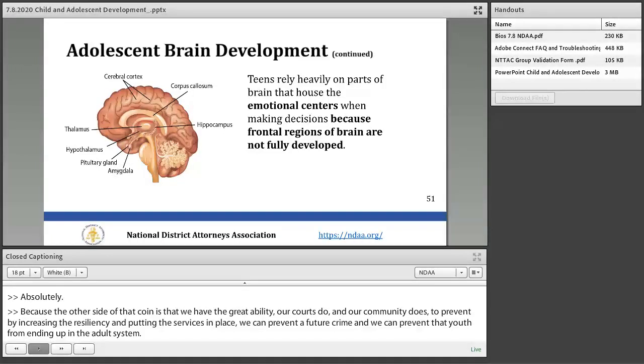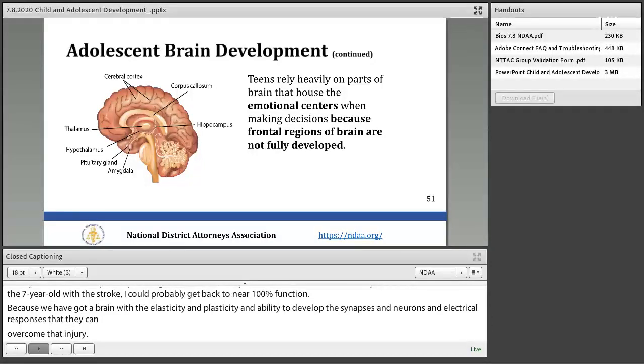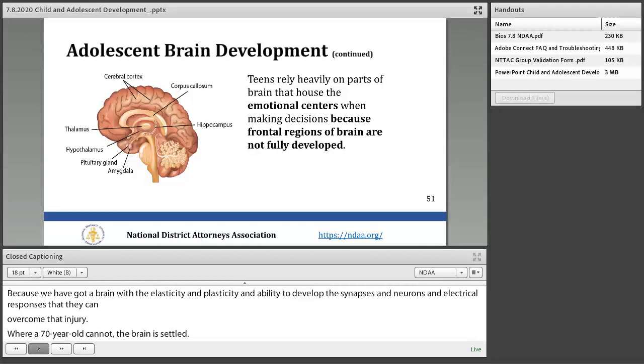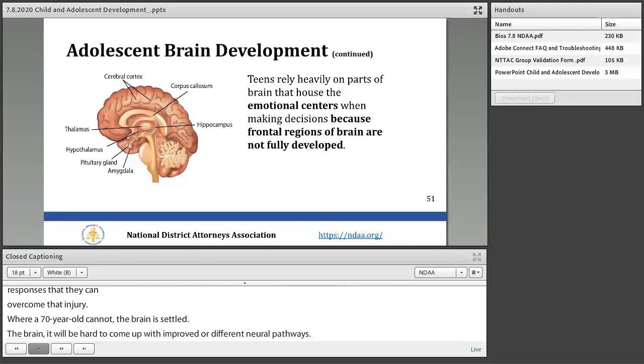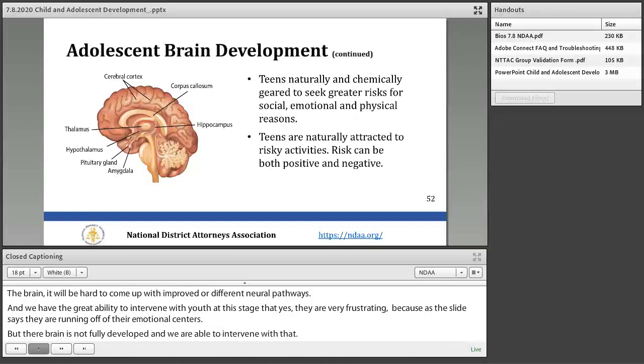I always think back, as a speech pathologist, to when I had a 70-year-old who had a stroke and a 7-year-old who had a stroke. With the 7-year-old, I could probably get back to near 100% function, because we've got a brain with the elasticity and plasticity and ability to develop the synapses and neurons and the electrical responses to overcome that injury, where a 70-year-old can't. That brain is settled. It's going to be really hard to come up with improved or different neural pathways. And we have the great ability to intervene with youth at the stage that, yes, they're very frustrating, because as the slide says, they're running off their emotional centers and their brain is not fully developed, but we're able to intervene with that. I think it can be a big plus, but it means we've really got to put those services and intervention in.